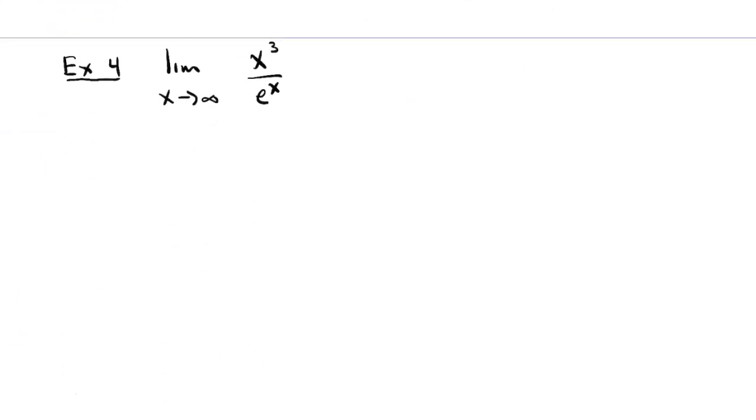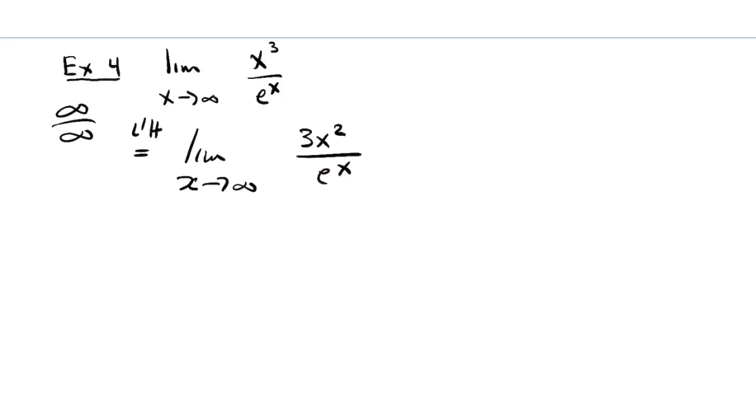How about this one? What form is this? As x goes to infinity, what happens to x cubed and e to the x separately? Dramatic pause. It's an infinity over infinity limit. So what does L'Hopital's rule say? You don't have to write this LH there if you don't want to. It's the limit as x goes to infinity of the derivative, 3x squared, over the derivative of e to the x, which is e to the x. That's still infinity over infinity. So I'm going to L'Hopital it again.